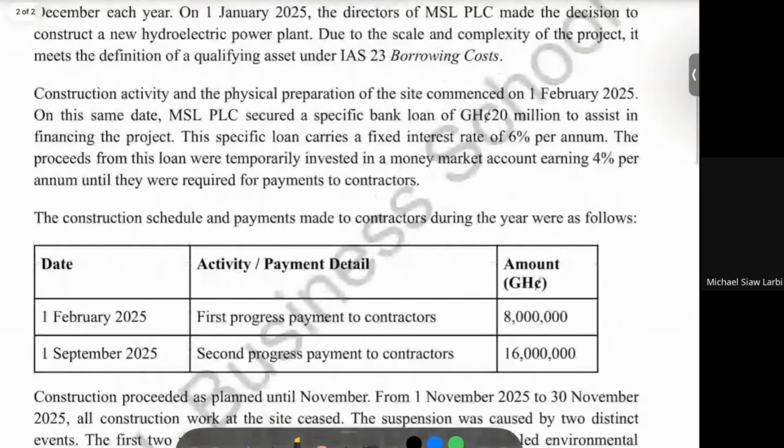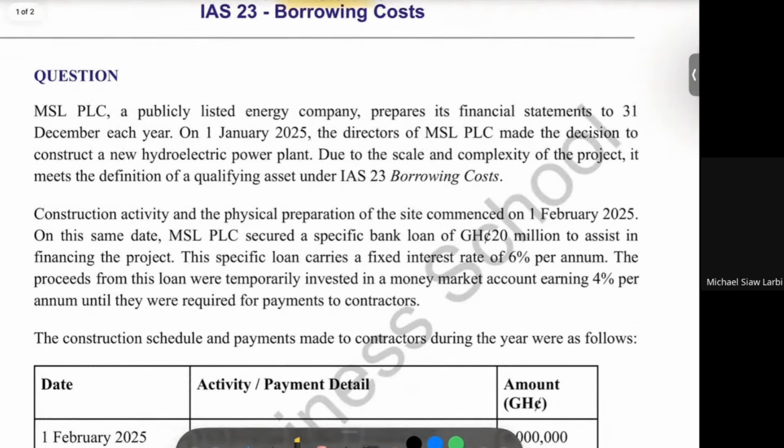And so this is how you should read questions on an exam day. Take the requirements, see what you're being asked to do. Then when you're reading the question, you do so with clarity. You know exactly what the examiner wants from you, right? So MSL PLC is a publicly listed energy company. They prepare their financial statements to 31st December each year. So at least we know their year end. Year end is 31st December each year.